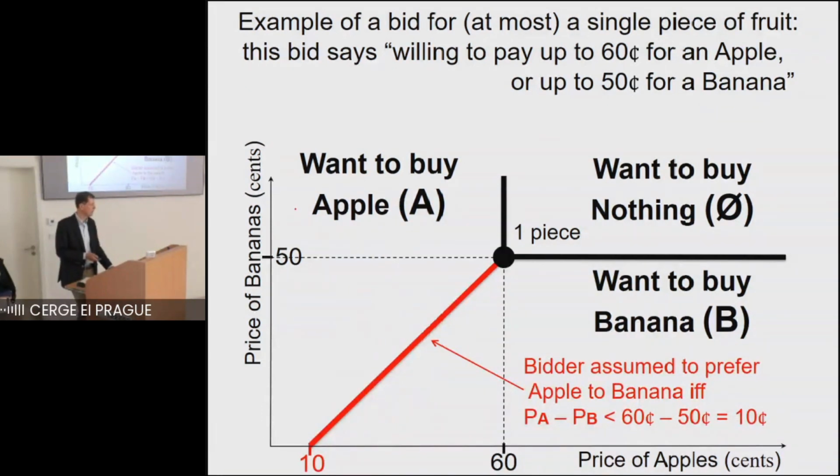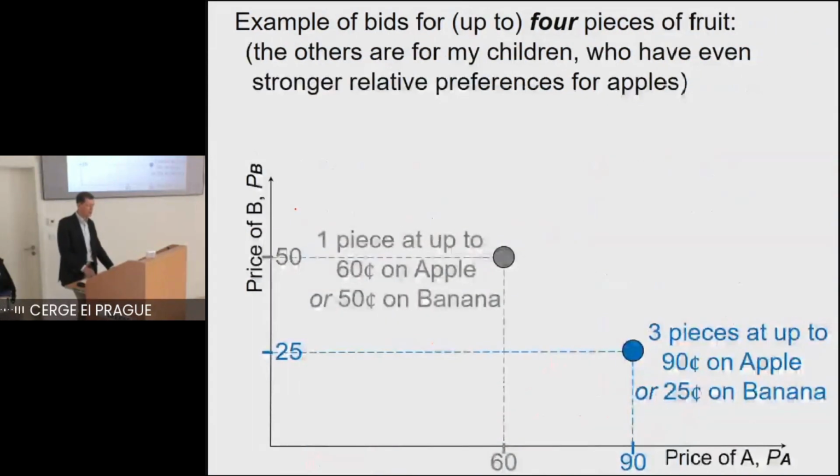So that's what the Bank of England wanted to assume. That's what you assume if there are no income effects. We could do other things, but this is what we did. I have 3 children. Maybe they all prefer apples a long way to bananas. So this is the bid that reflects what they want.